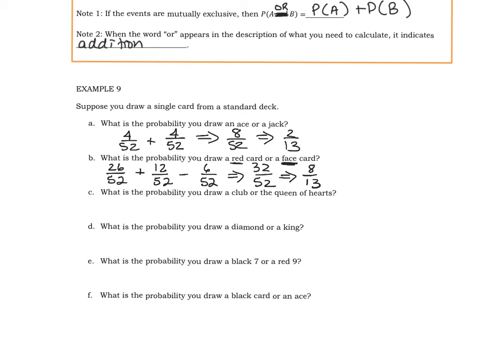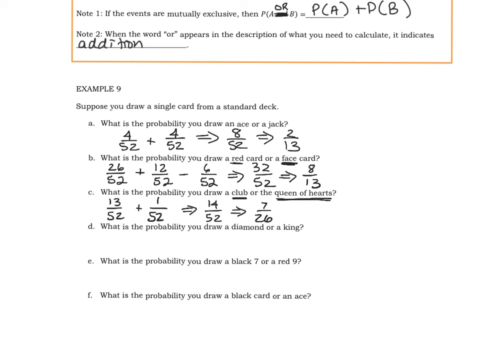Okay? What's the probability you draw a club or the Queen of Hearts? So again, or means add a club and Queen of Hearts. So by definition, Queen of Hearts cannot be a club. So the probability of drawing a club is 13 out of 52. Queen of Hearts, well, there's only one of them. 1 out of 52. That yields 14 out of 52, and then that reduces as well.